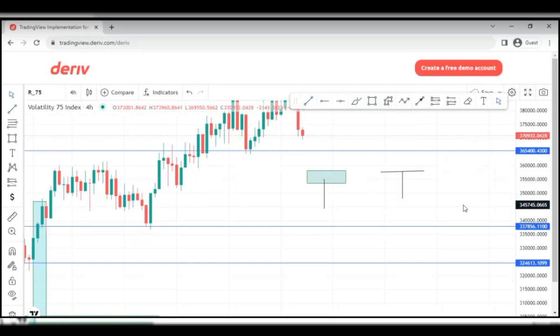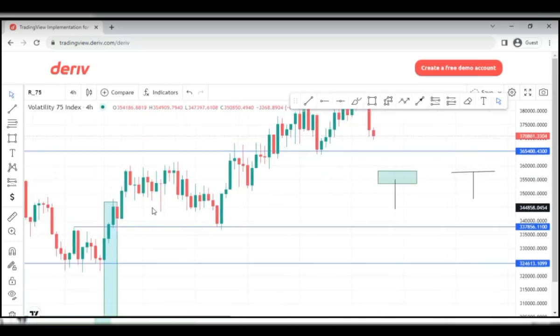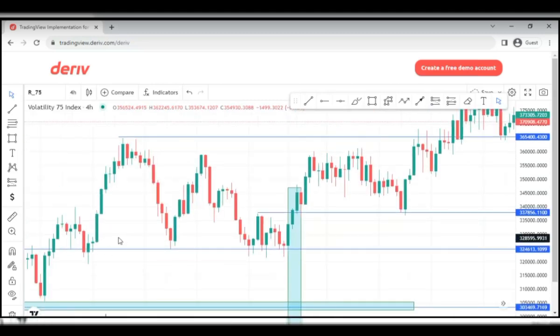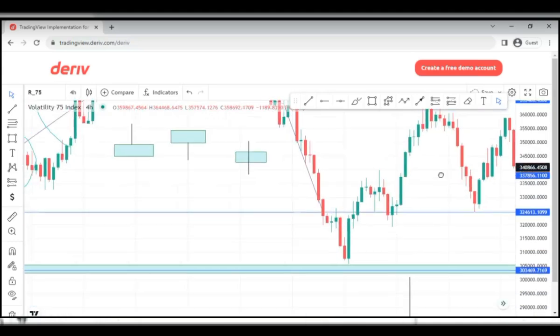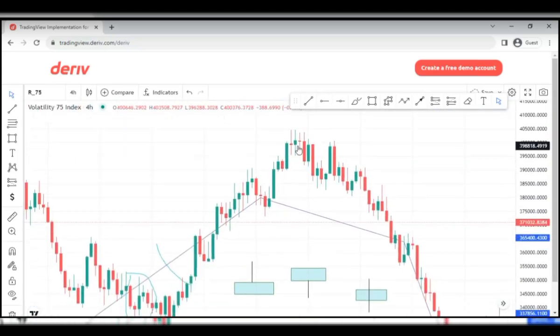We have the dragonfly doji, the gravestone doji, the spinning top, and the doji itself. These are patterns you always want to check for at the end of any trend or at your zones of support or resistance. These are common patterns to check for at the end of a market move.